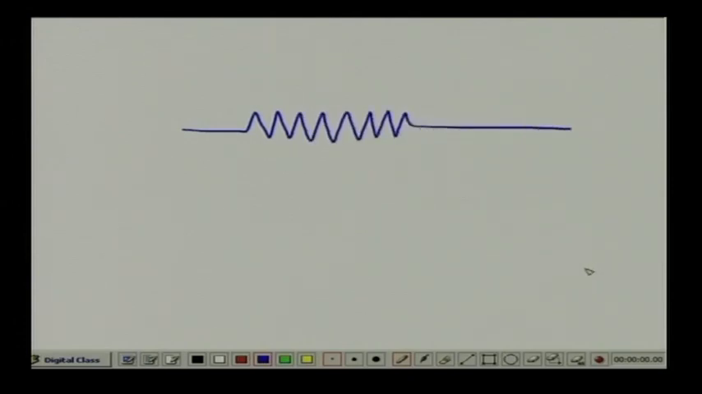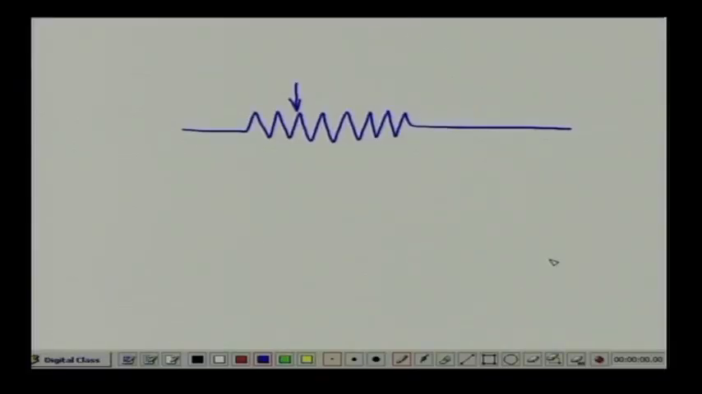A simple resistance, a rheostat or a potentiometer, a pot, as we call it. Suppose I have a wiper or jockey. In the case of a potentiometer, we call it a wiper. In the case of a rheostat, we call it a jockey. So, if the jockey moves in these directions, then what will happen?